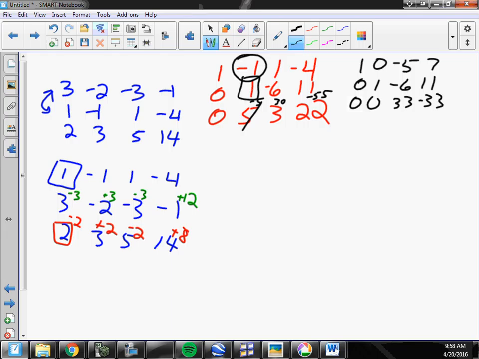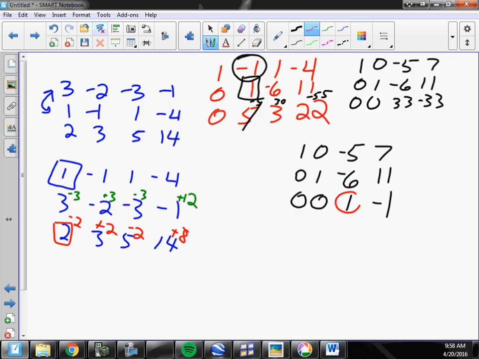Now what should I do? Divide the bottom row by 33. So 1, 0, negative 5, 7, 0, 1, negative 6, 11, 0, 0, 1, negative 1. Now I use this number to clear out that number, and I will have my RREF, and that will tell me what the answers are. So I need to times the bottom by 6. So 6 and negative 6. That will clear out the second one. And I need to times it by 5. 5 and negative 5, and that will clear out the top one.